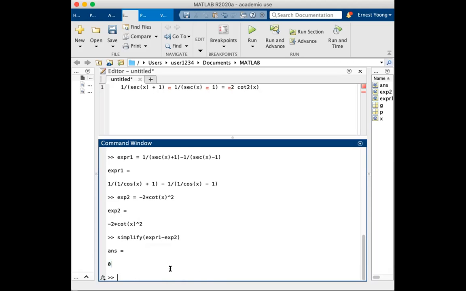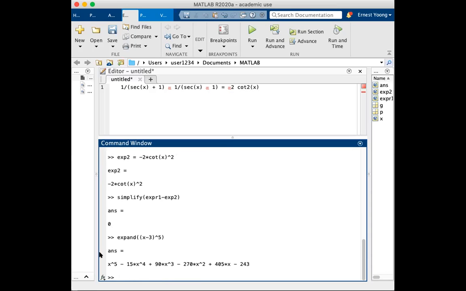Next, let's say we need to expand something, a polynomial. Let's say x minus 3 to the power of 5, because expanding it manually takes a lot of time. So I would use the command expand of x minus 3 to the power of 5. It's a very simple way.